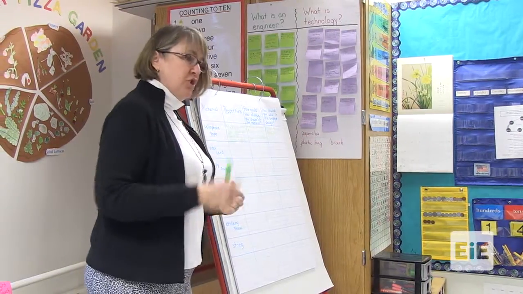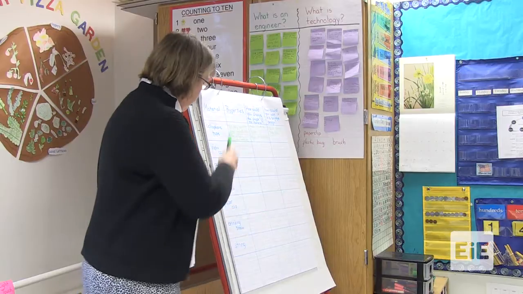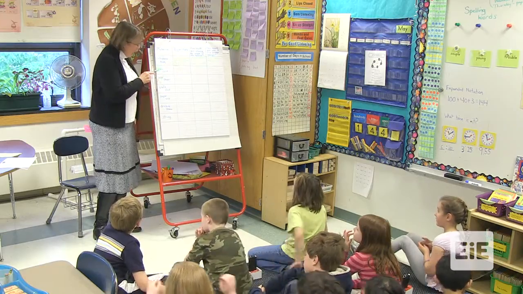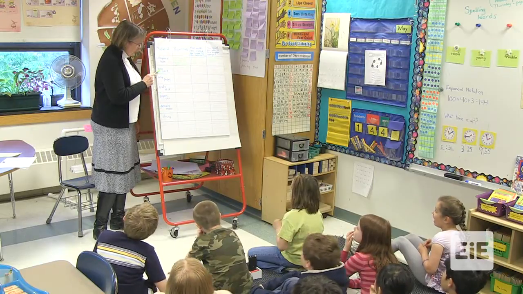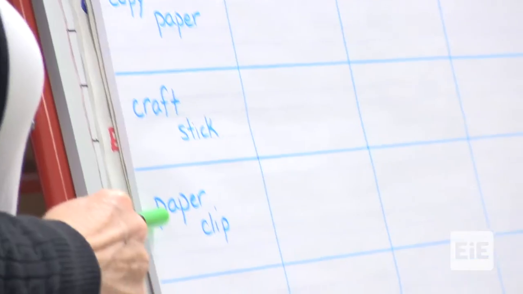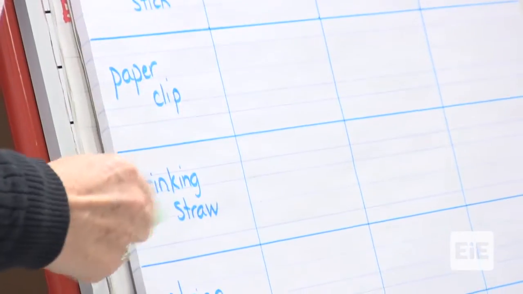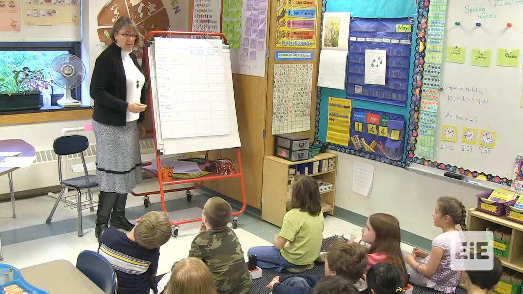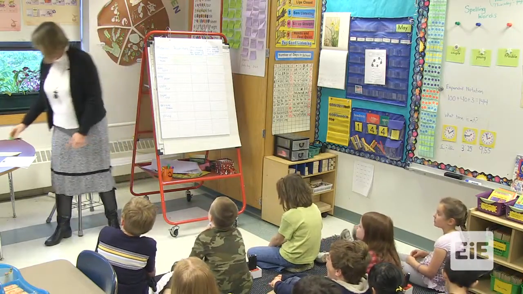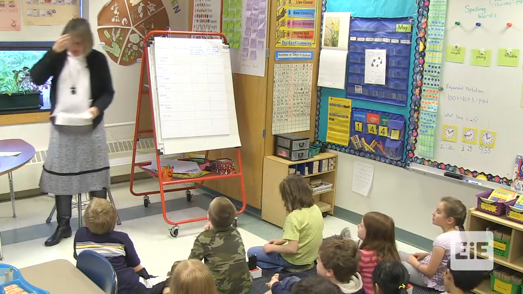Today, each pair or group is going to get a bag, and inside your bag you're going to have all of these items: an index card, a piece of copy paper, a craft stick, a paper clip, no tape, a drinking straw, and a string. These are some of the things you're going to be using to build your bridge.